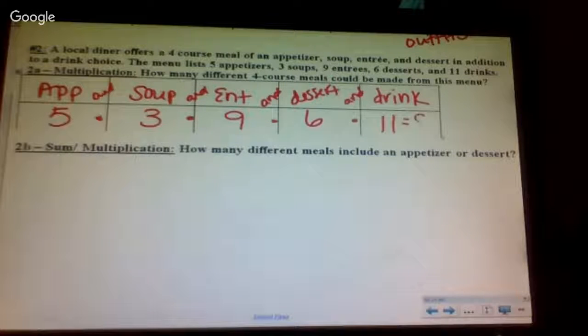8,110. 8,910 different meals. This is why I hate going to restaurants. I'm the most indecisive person. And once I go to a restaurant and I find something I like, guess what? Every time I go back there, I order the same thing.